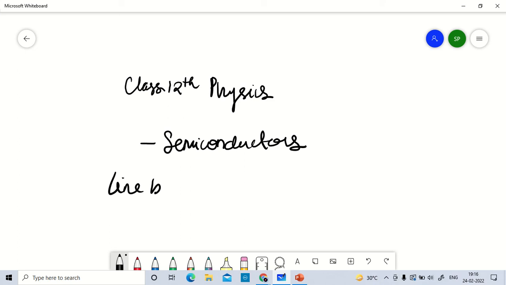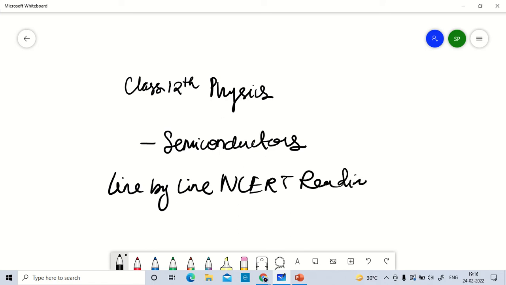Again it will be line by line NCERT reading plus explanation, and it is a theoretical chapter. So we'll try to cover as much as we can. If not, then I'll make another part 2 for it. So without further ado, let's get started.